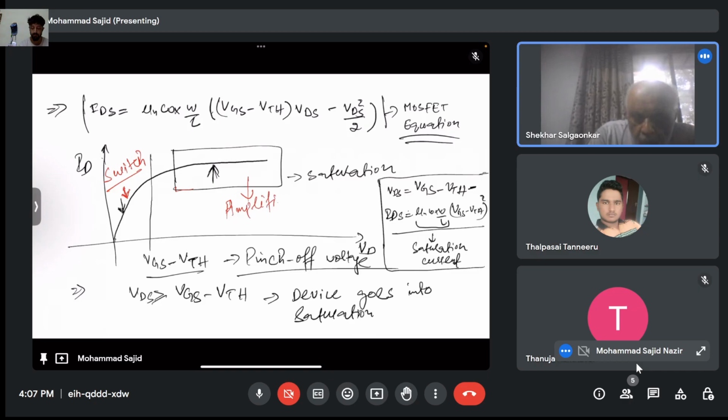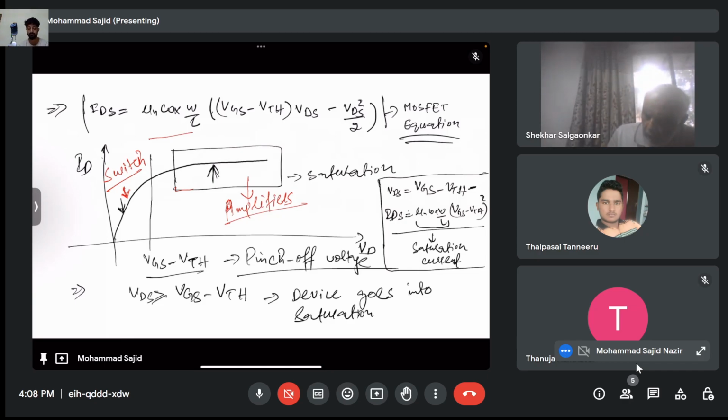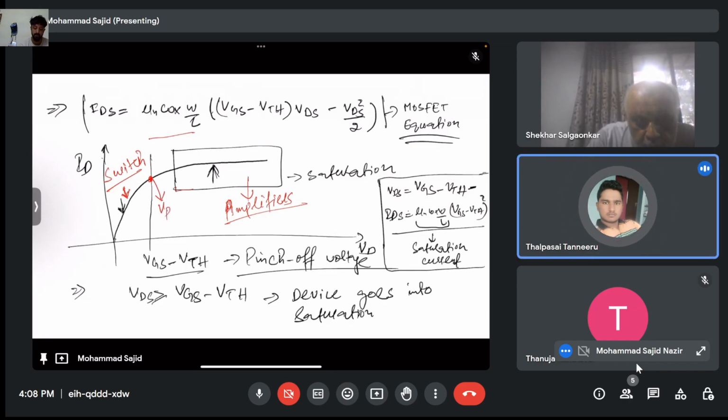Or whatever your sources, you saw the differential amplifier, op amps, and all the normal common source amplifiers. You saw that the device was always in saturation, and you must remember the formula for saturation is simply this times VGS minus VT whole square by 2, and what is this voltage called? Threshold voltage. Pinch off voltage, right?